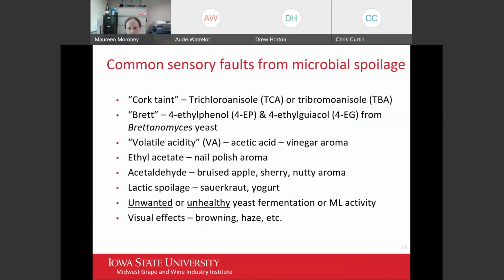And so you'll notice here that I underlined unwanted or unhealthy yeast fermentation or ML. This is really important because, again, even our good microbes can do things that we don't want them to under certain circumstances.